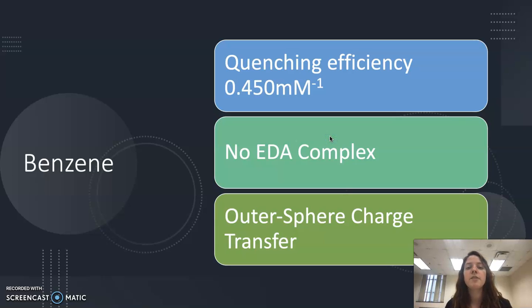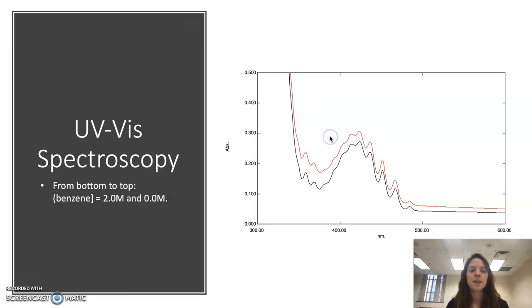Next were the results of benzene with uranyl. Benzene resulted in a quenching efficiency of 0.450 inverse millimolar. No EDA complex formed, and this was via the outer sphere charge transfer mechanism.